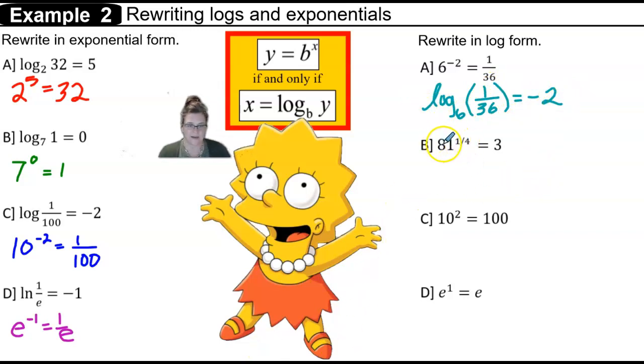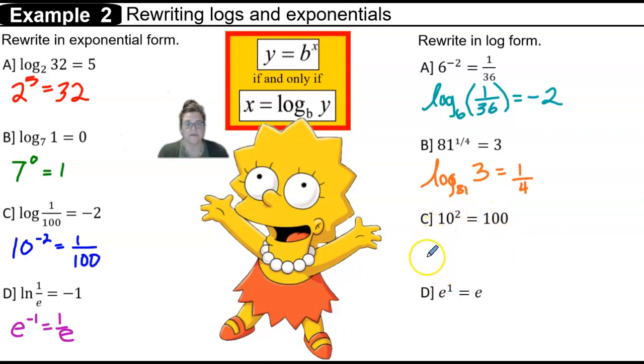And then we have 81 to the 1/4 power equals 3. So that's going to be a log base 81 of the argument 3. That's the answer to our exponential equation. And that logarithmic expression, log base 81 of 3, is equal to the exponent 1/4, because a logarithm is an exponent.